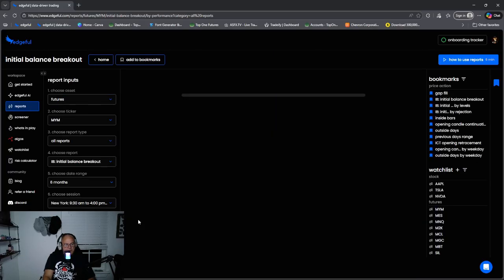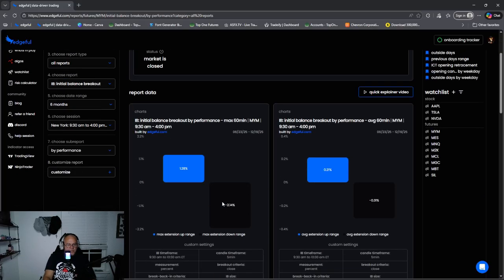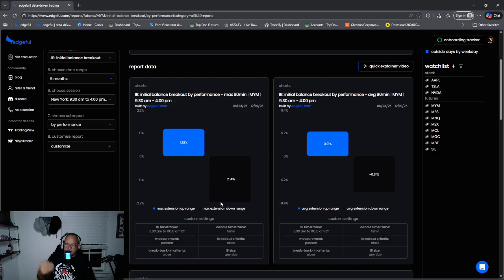The next one I want to go to is by performance. What this is going to tell me is, once we break the IB, how far does price usually travel. And this is the maximum performance. I don't want to play the maximum because we're not always going to go to the max. I want to look at averages. So this shows us our average distance that we will travel. And this is 0.21 on breaks to the upside and 0.31 on the breaks to the downside.